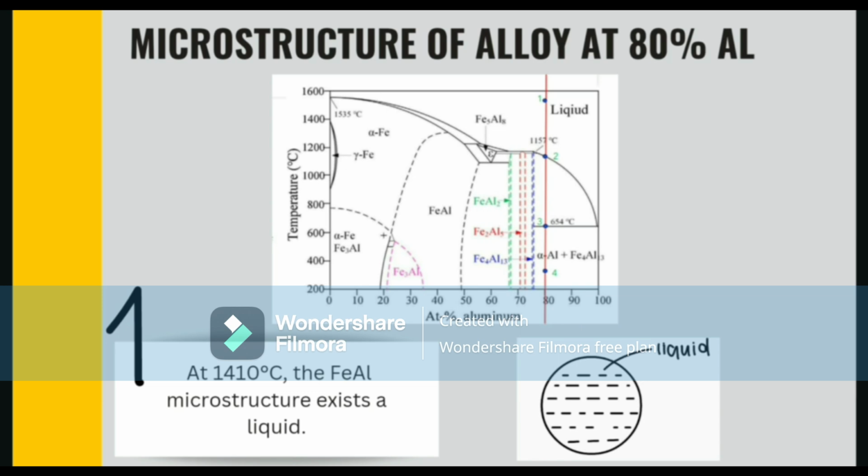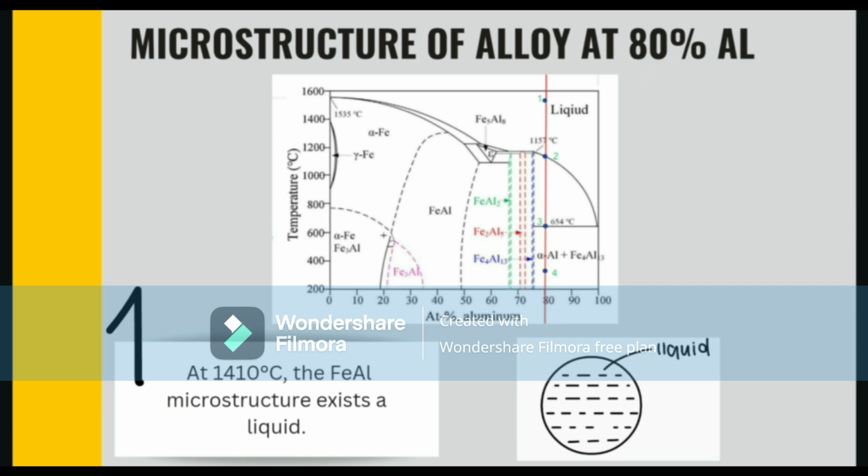My name is Nurul Ain Shahidah and I will be presenting about the microstructure of alloy at 80% of aluminium. As we cool the FeAl alloy from its molten state, several key transformations occur. The FeAl alloy with 80% aluminium is classified as a hypoeutectic alloy since it has more aluminium than the eutectic composition of around 66% of aluminium.